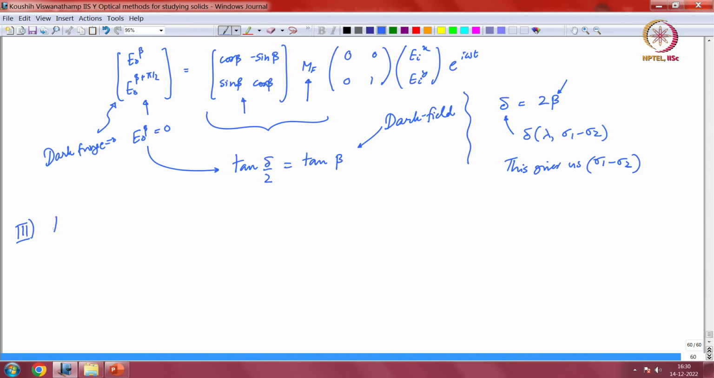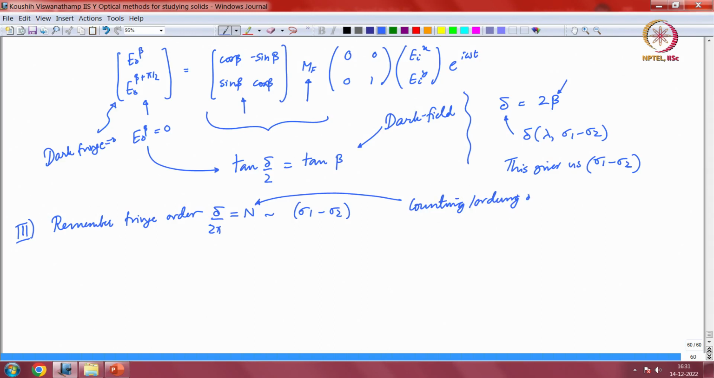The third step is to remember the ordering of the fringe. Okay. And this corresponds to sigma 1 minus sigma 2, remember that because delta varies as proportional to sigma 1 minus sigma 2. And so, you have to be able to order the fringes, you can actually count these fringes with something called fringe ordering. We will talk about that with an example maybe in the next session, but I will introduce it at this point. So, you have to do counting or ordering of the fringes.